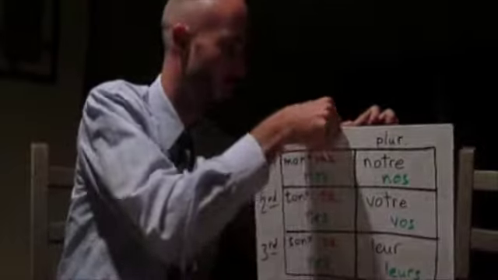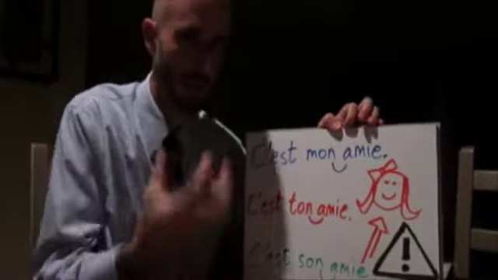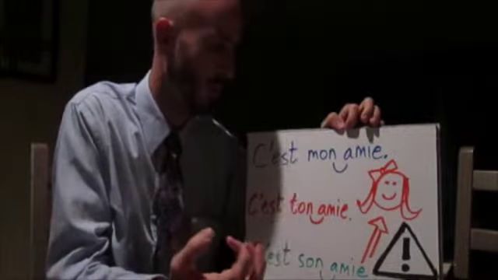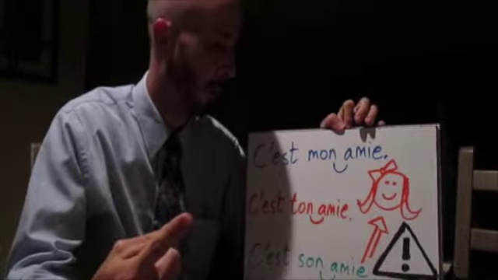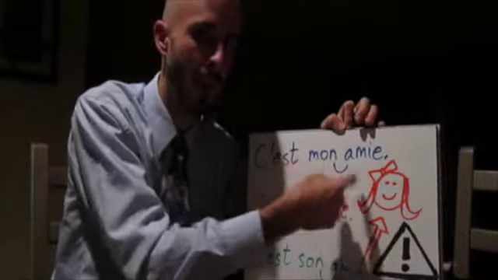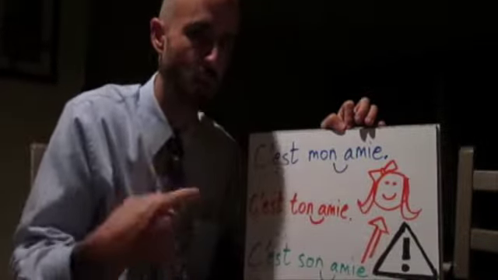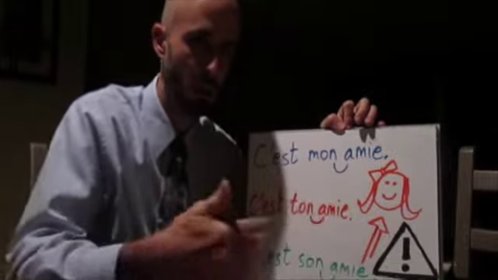Now, the trick is if we have a feminine noun that's being possessed, being owned. For example, a female friend, amie. The trick is it starts with a vowel. So you can't modify this with the feminine form. You can't say ma amie in French. You have to go back and use the masculine, so you have a consonant to break up the vowel clash.